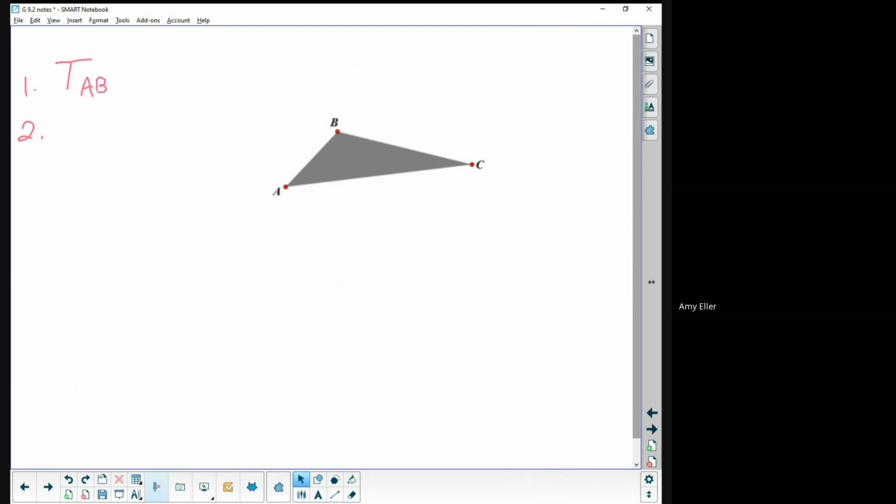This is our new notation for how to translate if it's off the grid. What this means is order matters. T means translate. AB means here's the direction you're going to slide it. You are going to slide your figure from A to B. So I'm kind of moving it northeast.